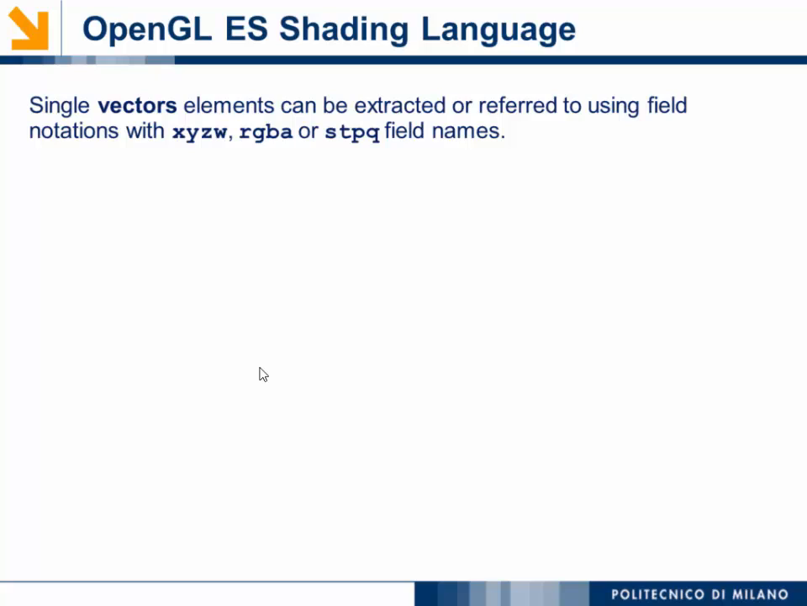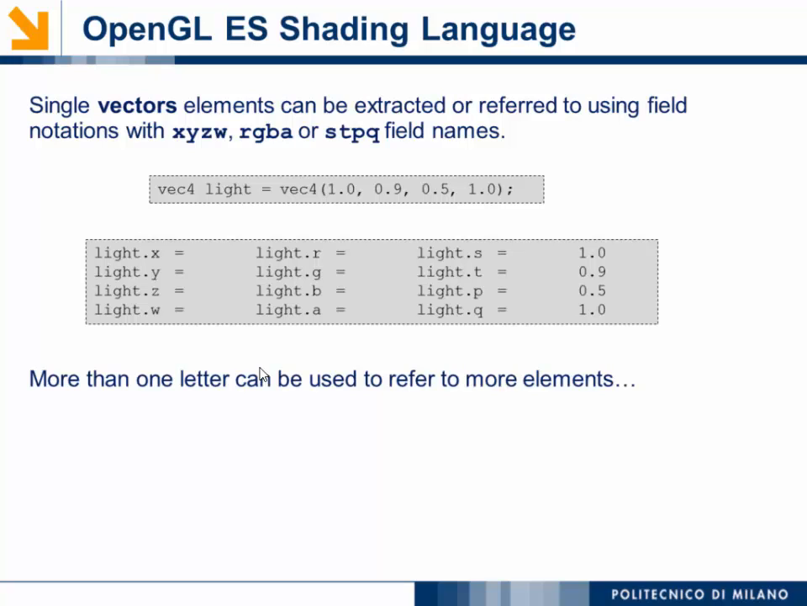We can also do the opposite operation. We can extract values from vectors, instead of specifying the index of the value that we want to extract, simply using this kind of notation. So, for example, light.x or r or s always refers to the first element. light.y, g or t always refers to the second one, and that's it. It's also possible to collect two values. For example, if I write light.xy, I am extracting two values from the vector.